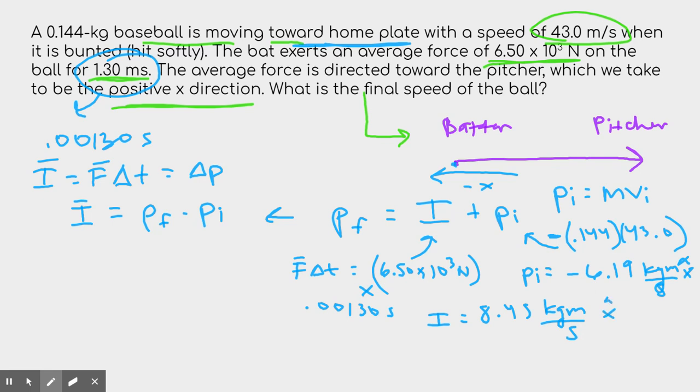Oh, per second squared? Oh no, per second. Yes, that's correct. Thought I made another mistake.